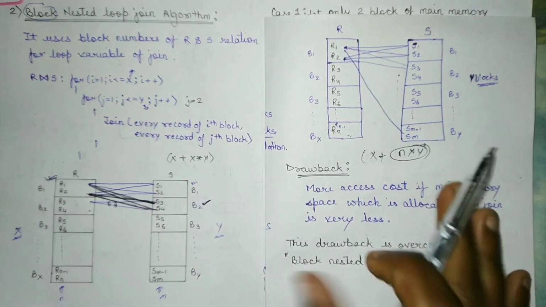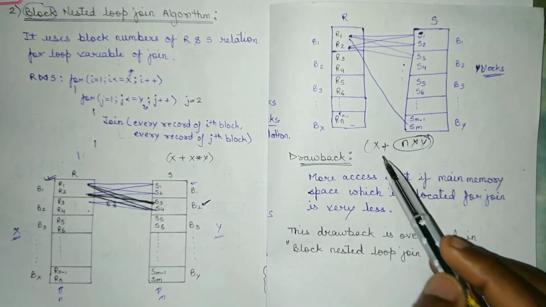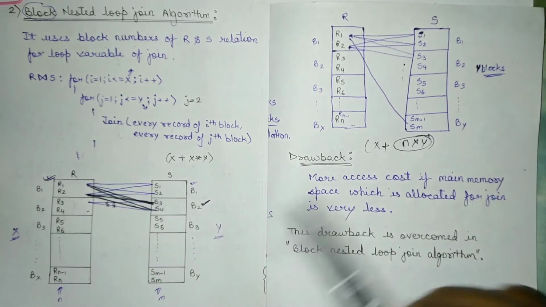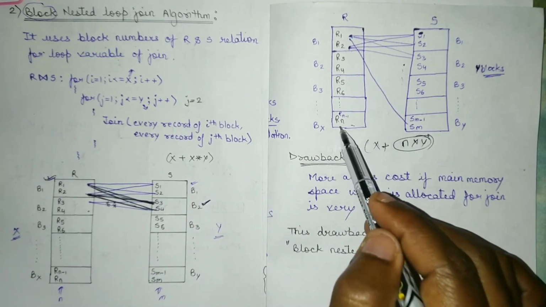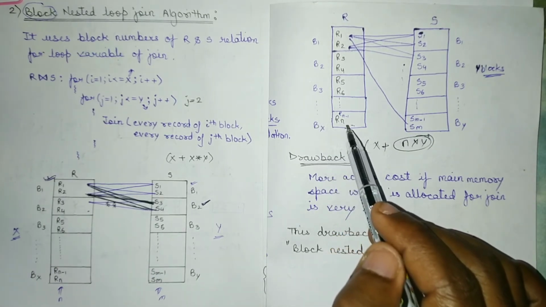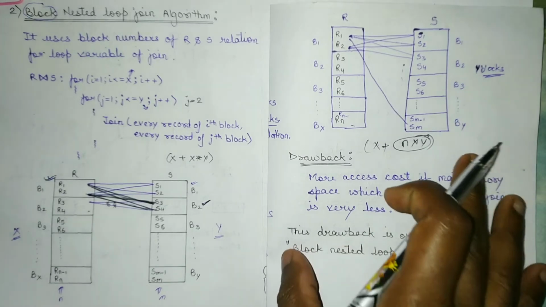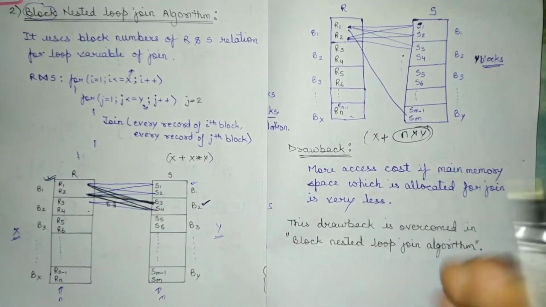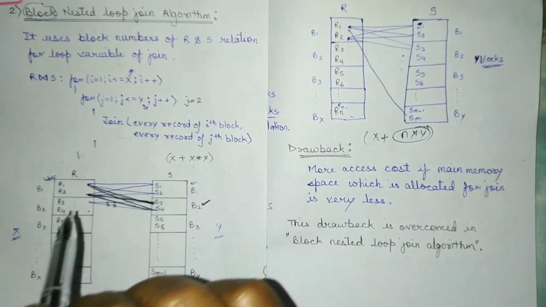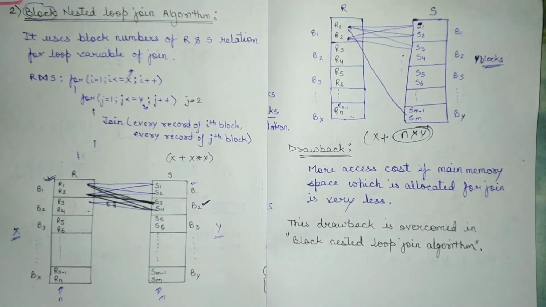So similarly you can see the difference. Here it is X plus N into Y, but here it is X plus X into Y, and we know that N is double the number of blocks because in each block we are having 2 records. So similarly you can see that the access cost is much lesser than the nested loop in the block nested loop join algorithm, right?